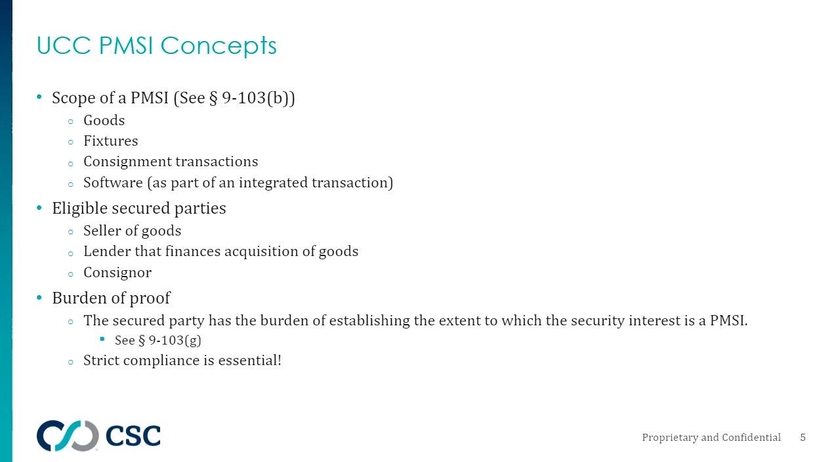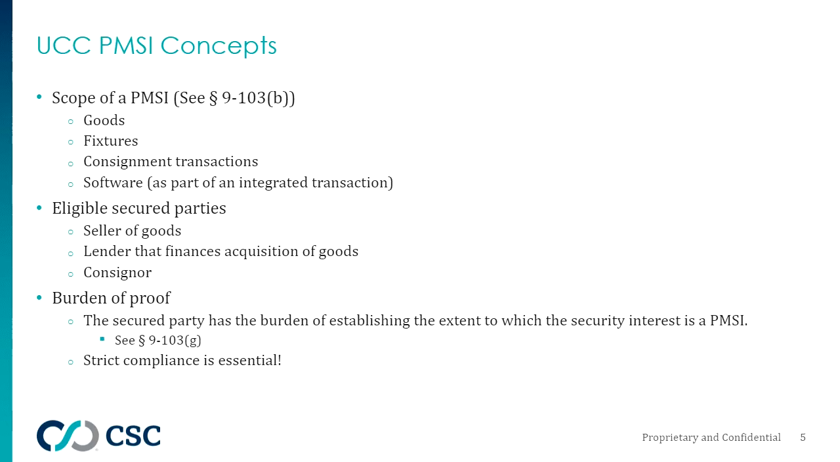Secured parties that are able to claim a purchase money security interest include the seller of the goods if they're selling on credit. It includes a lender who finances the acquisition of the goods. And finally, consignment transactions, the consignor, the person that turns goods over to another to sell on their behalf, can all claim a purchase money security interest in certain goods.